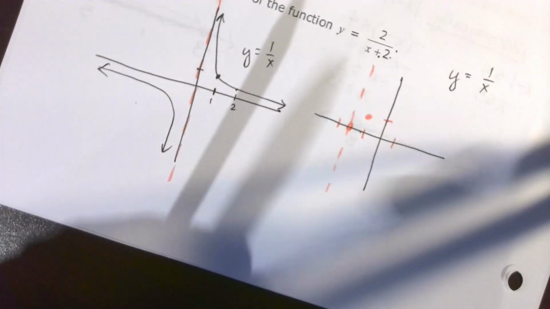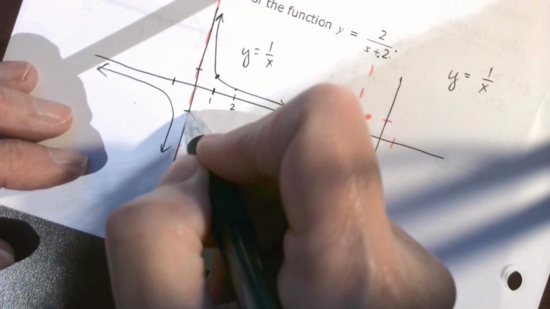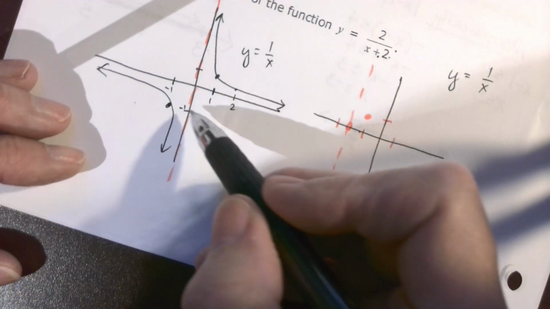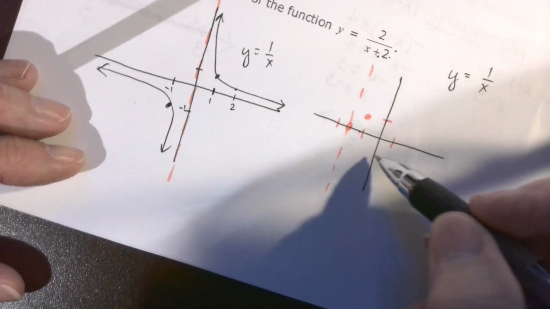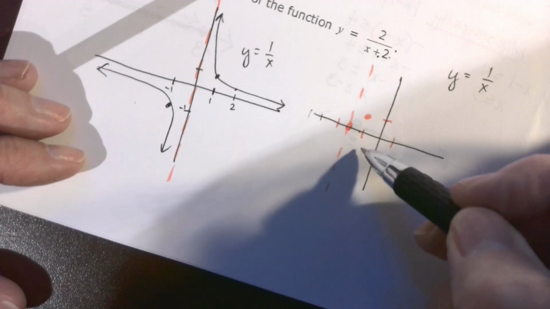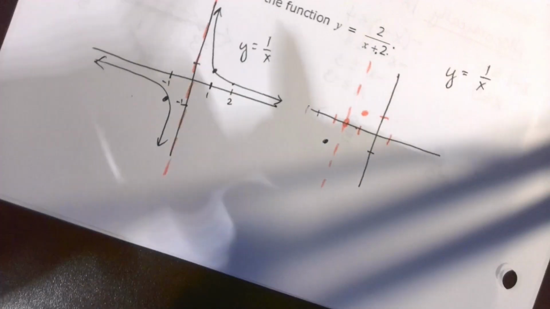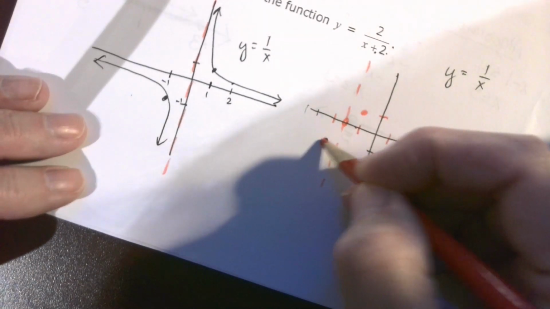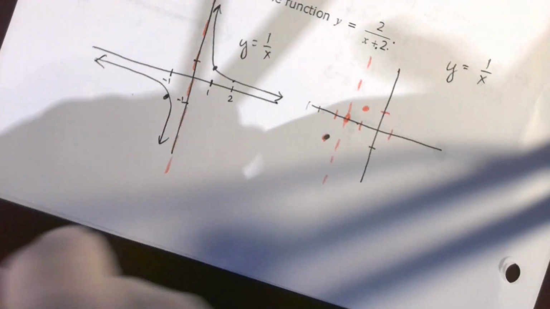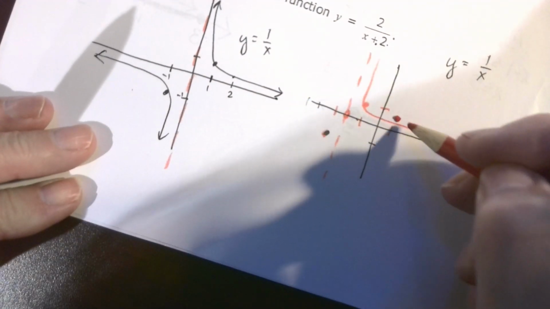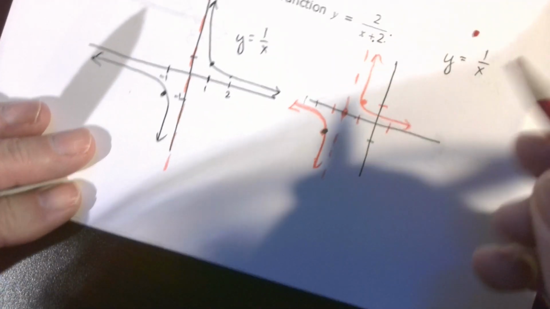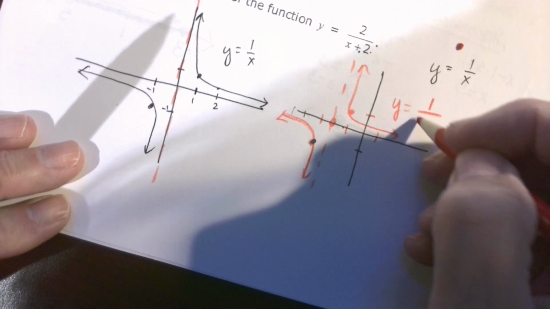At -1 here, this was -1. So this point right here, we're going to move over 2. So at -1, we're going to move it over 2, so we get it right here. I didn't do that in red, sorry. Okay, so that means this graph is looking like this. And this one is y equals 1 over x plus 2.